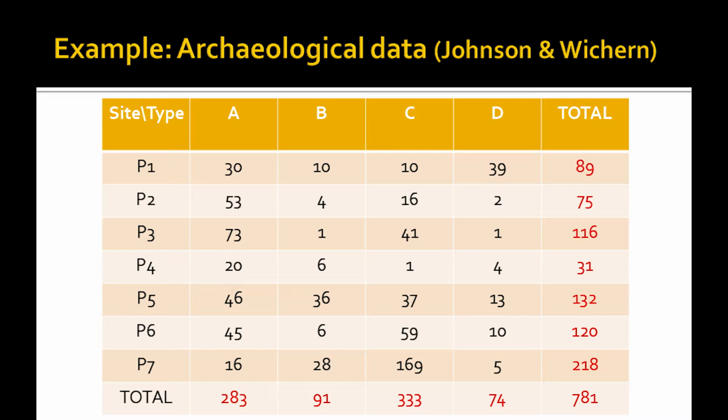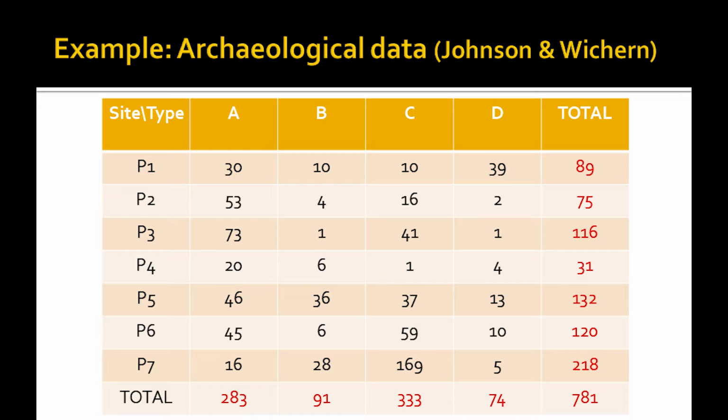If you look at the marginals here, the marginals in red, these are the totals over the rows and the columns. So let's look at the first row. The marginal total here is 89, which means that out of the total 781 potteries that have been found, 89 potteries were of type 1. Now, these 89 potteries of type 1 have been found at the different sites, and these are distributed as 30 from site A, 10 from site B, 10 from site C, and 39 from site D.